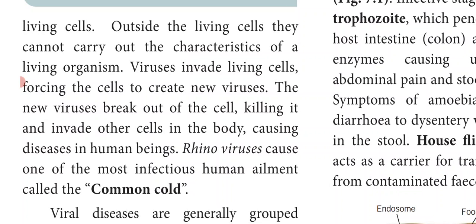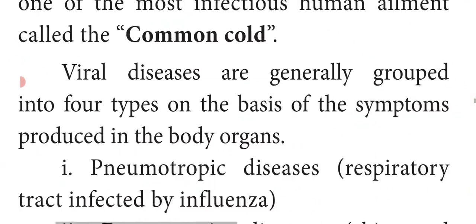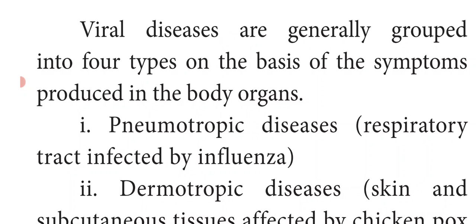Viral diseases are generally grouped into 4 types on the basis of the symptoms produced in the body. So based on the symptoms produced in our body, the viral diseases are categorized into 4 types. First one is pneumotrophic diseases, that means respiratory tract infections, which is mainly caused by influenza.